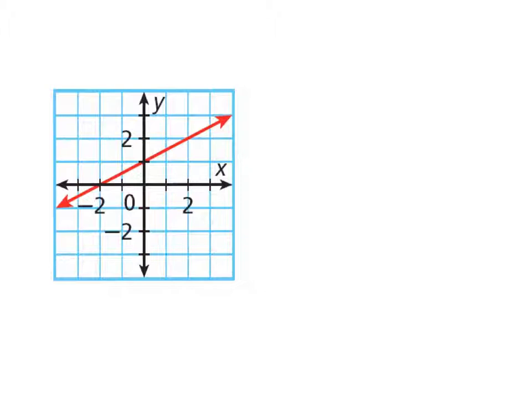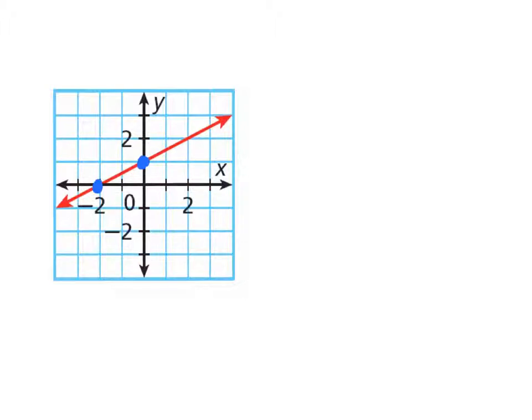All right, let's try this one. Go ahead and calculate slope and see if you can also write the rule for this line. Okay, welcome back from pausing the video. I'm going to pick any 2 points on this line. I think I'll pick this point right here and this point right there.